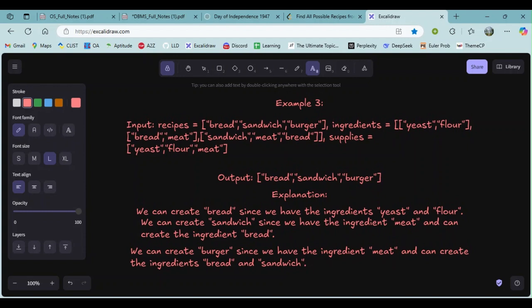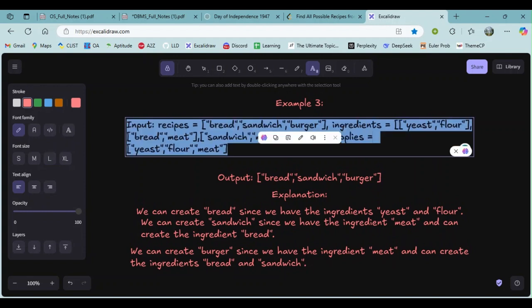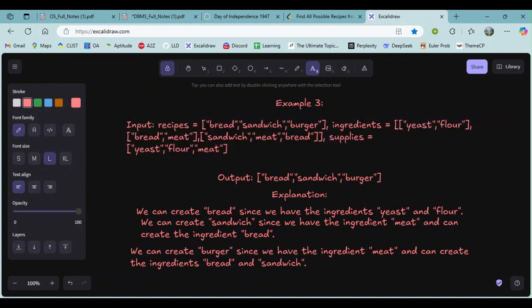So for building this, the intuition coming to our mind is that we can make any recipe if and only if its ingredients are found in the supplies. Like you are given multiple recipes. You can make at least one recipe if and only if its ingredients are found in supplies.